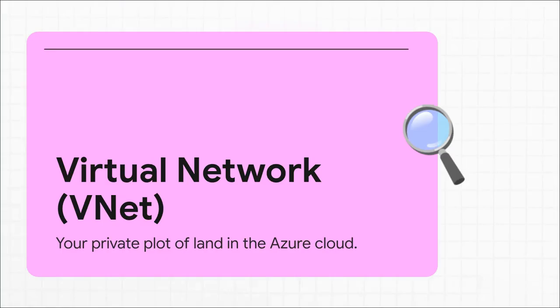Well, it all begins with something called the virtual network, or VNet for short. This is the absolute fundamental building block. I want you to think of the entire Azure cloud as this vast, sprawling continent. A VNet, that's your own private plot of land. You get to control it completely, it's totally isolated, and it's all yours.